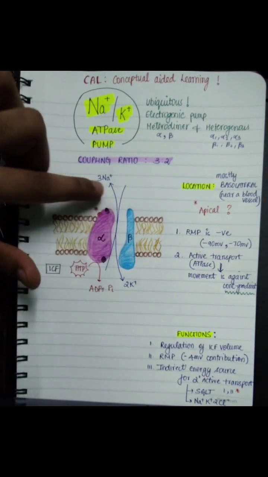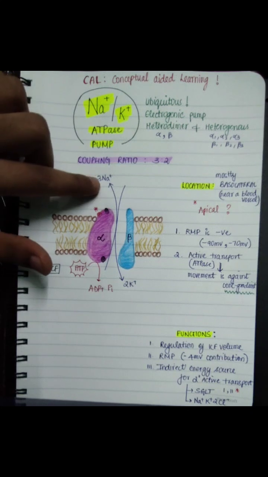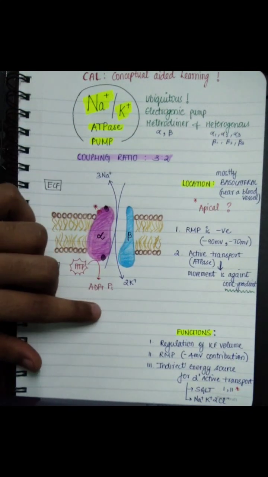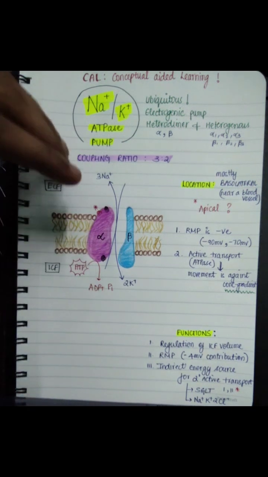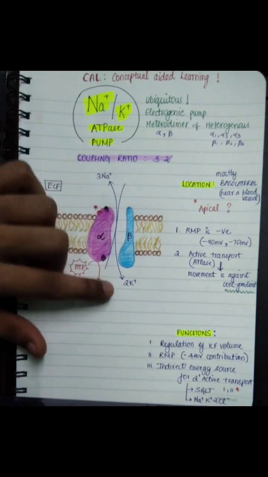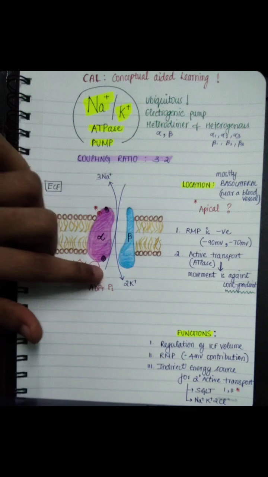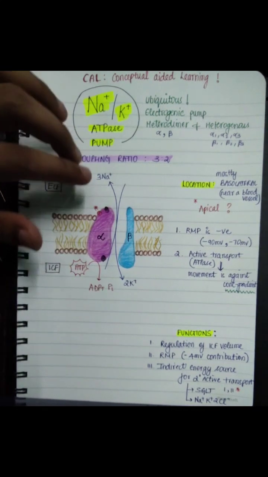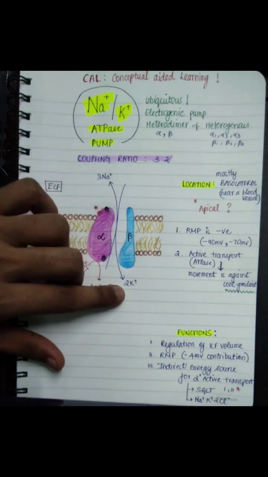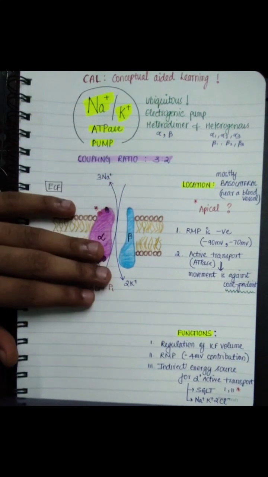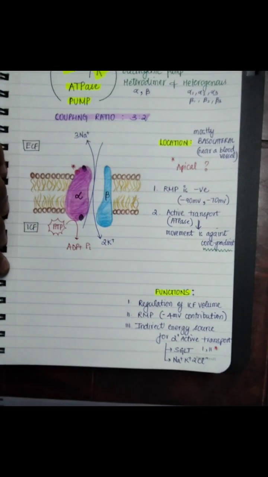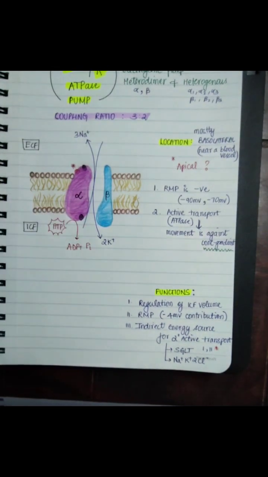That is, you are losing 3 positive ions, while getting only 2 positive ions. Both are equivalent, the charge is +1, right? So the net gain is -1. So now we know the quantity of sodium being pushed out is 3, the gain of potassium is 2, and their direction was also discussed earlier. Now the final thing, the functions.